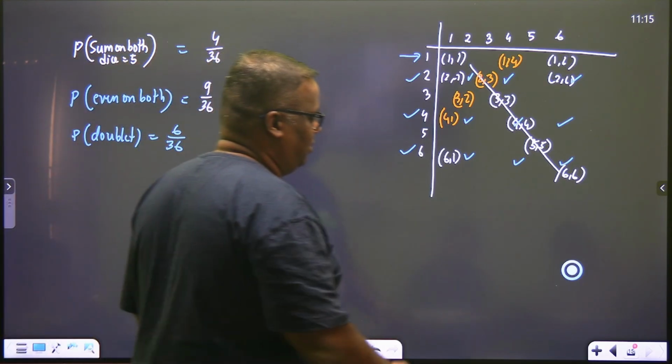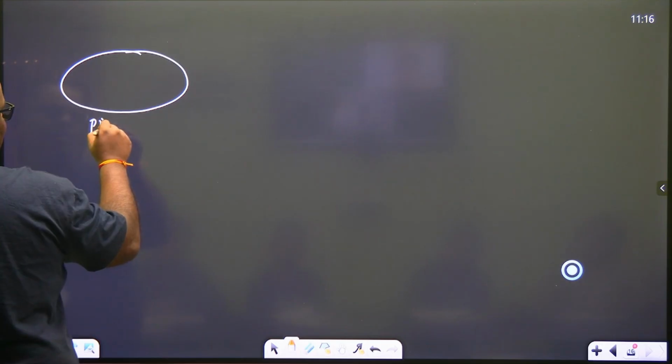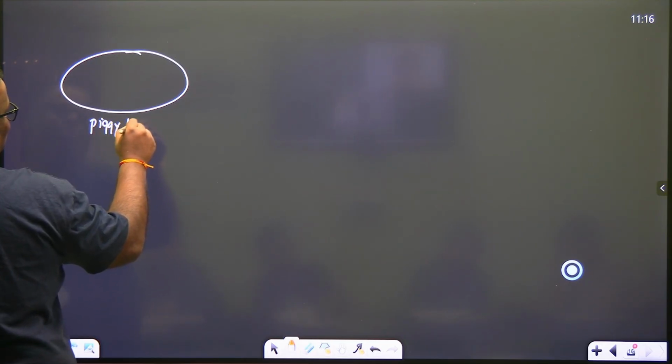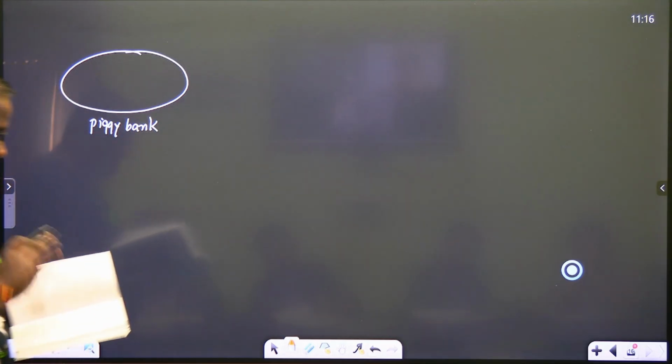Next question. Next is interesting. You have to listen to the question because the entire thing is in the question. We have a piggy bank. This is a piggy bank. See, these questions don't involve any algebra, any mensuration, only your logic. We have a piggy bank.